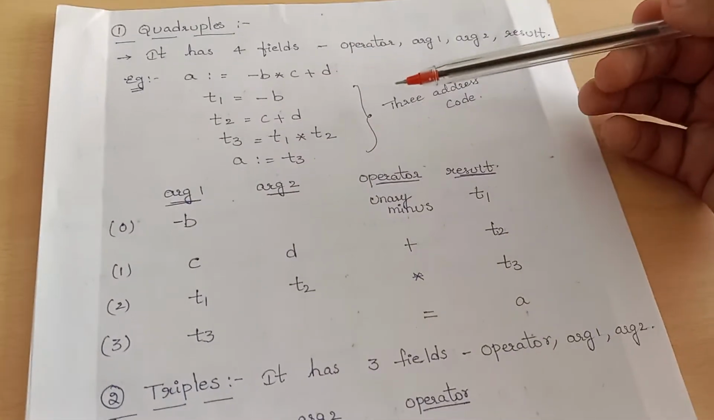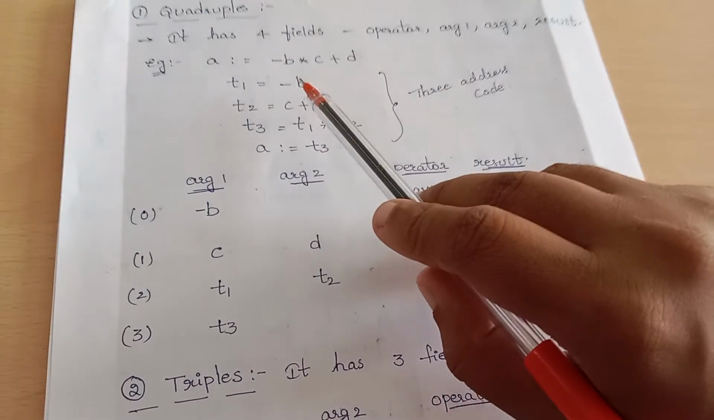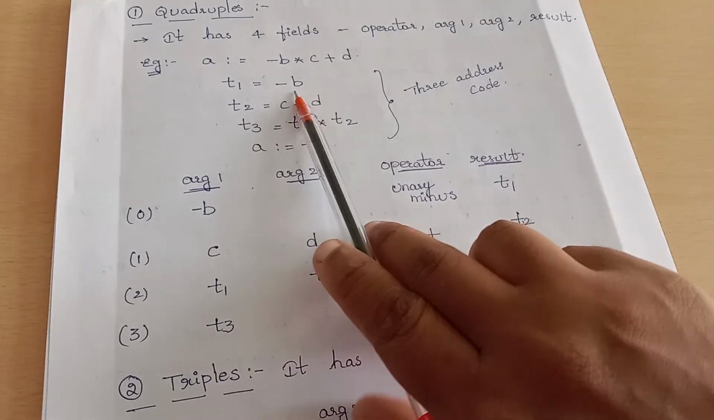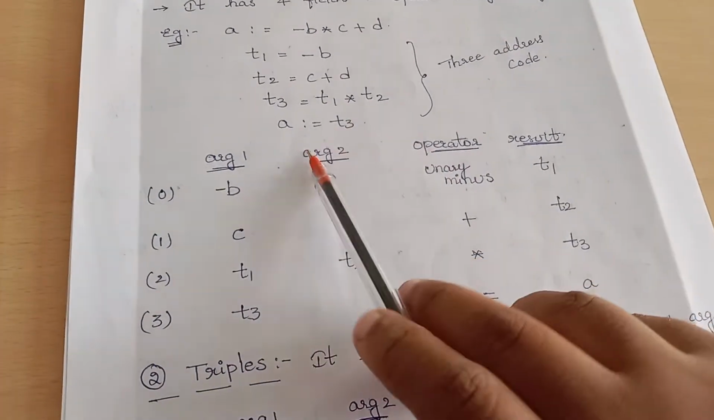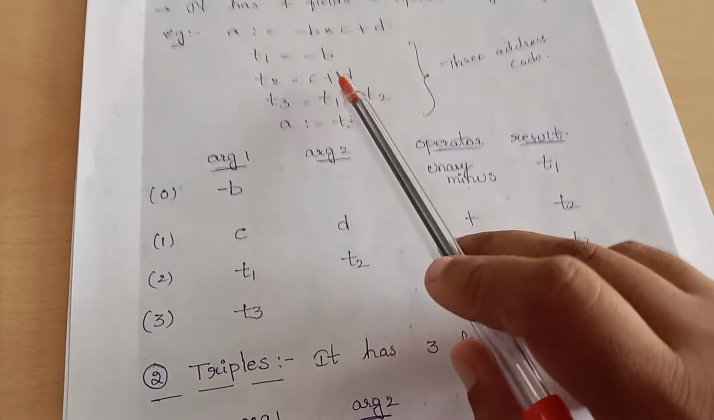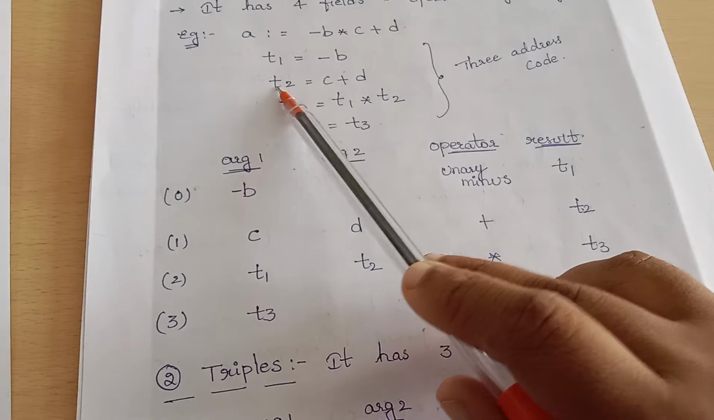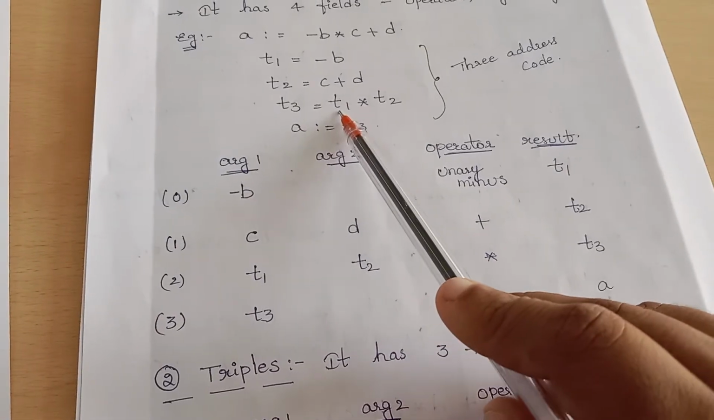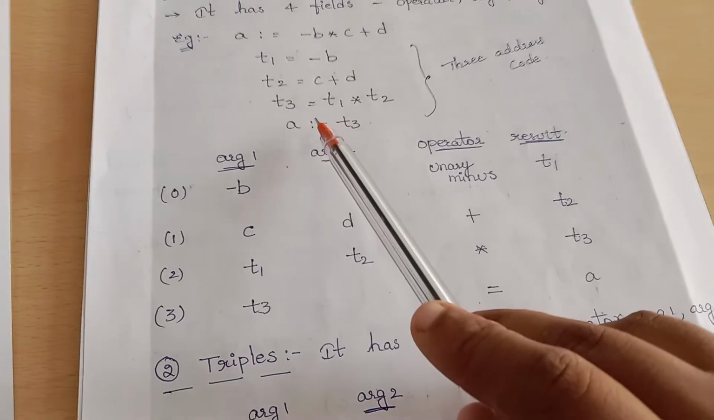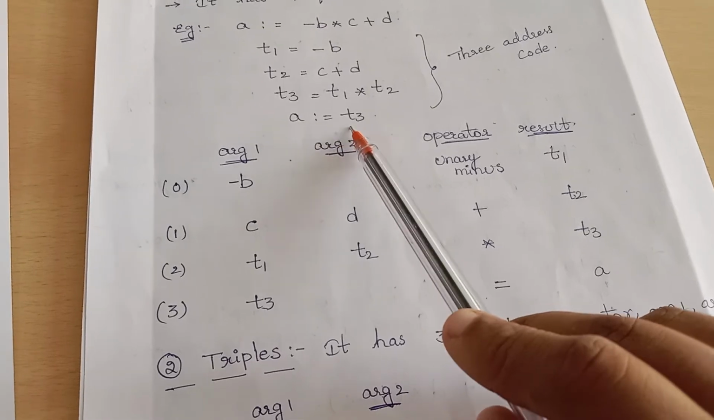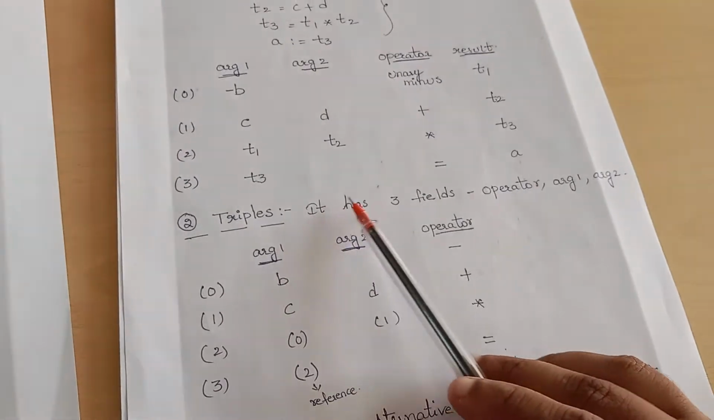So in the form of quadruples, we need to write argument 1, argument 2, operator and result. In argument 1, what we have here is b. The operator here is unary minus and the result is stored in t1. And next, the second instruction: argument 1 is c, argument 2 is d, operator is plus and the result is stored in t2. And the third instruction, argument 1 is t1, argument 2 is t2, operator is star and the result is stored in t3. And next, in the fourth statement, argument 1 is t3, operator is equal to and the result is stored in a. And the next one is triples.